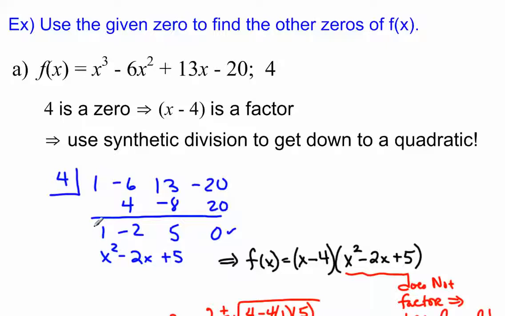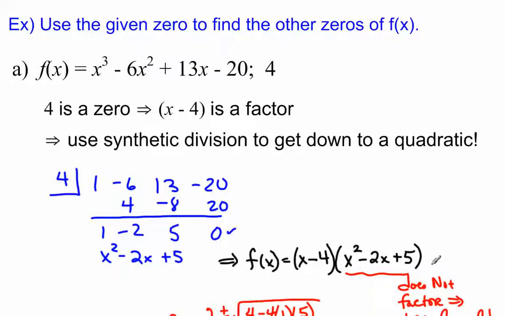Then we're going to drop our 1 and multiply, put it here and add, multiply again and add, multiply one last time and add. Looking here, I want to confirm that my remainder is 0 because this is supposed to be a factor, and it is 0, so we're good. So this is going to be x squared minus 2x plus 5. So if I wanted to, I could write f of x as x minus 4 times that x squared minus 2x plus 5. That's a factorization for f of x.